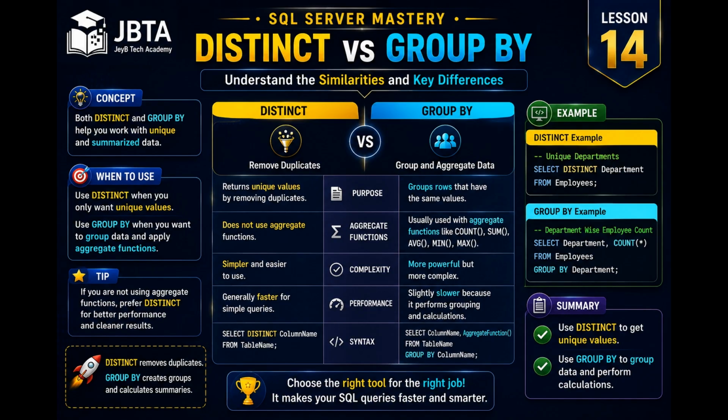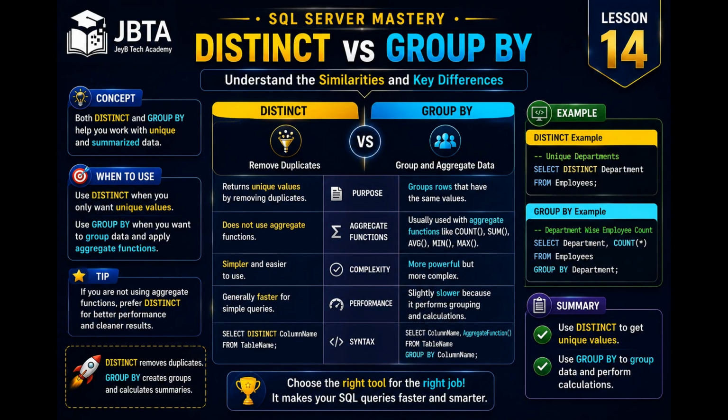Instead, we use the group by clause together with the count function. SQL Server groups all employees by department and then counts the number of employees in each group. Now the output becomes much more meaningful for business reporting. This is the biggest difference between these two clauses. Distinct removes duplicates. Group by creates groups and allows calculations on each group.